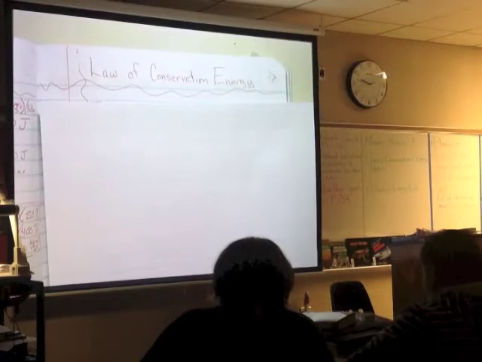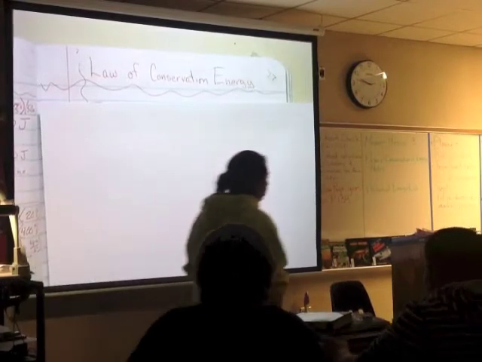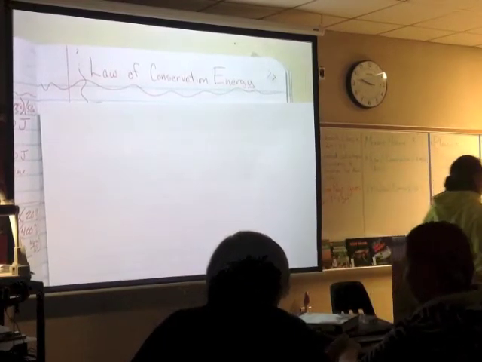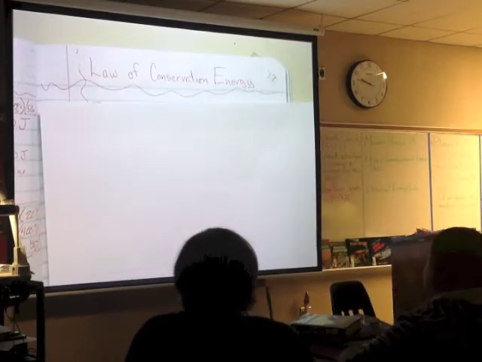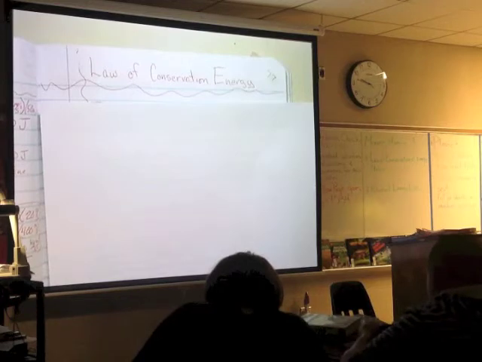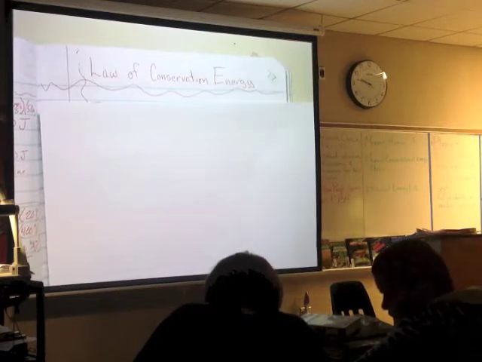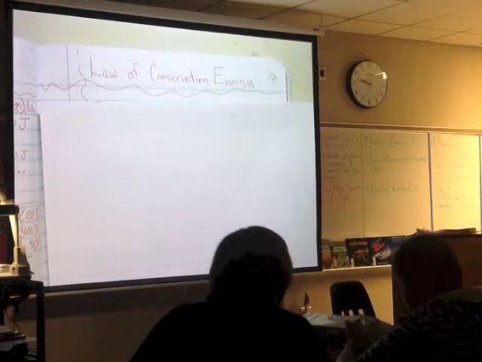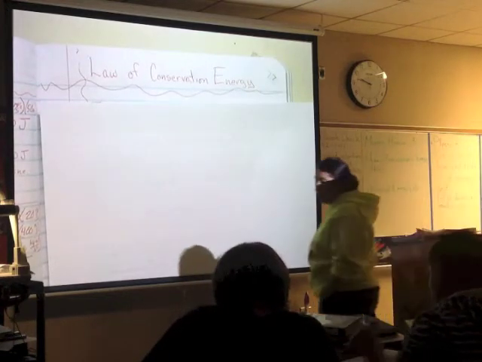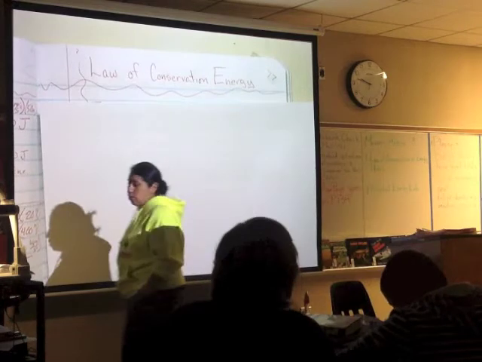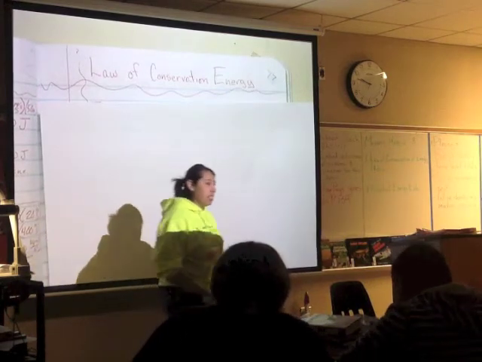Objective is to continue to learn about potential and kinetic energy in the sense of learning about the law of conservation of energy. So your essential question is, how would I use the potential and kinetic energy formulas to demonstrate the law of conservation of energy? We actually have talked about the law of conservation before, but specifically the law of conservation of mass. And what does the law of conservation of mass say?